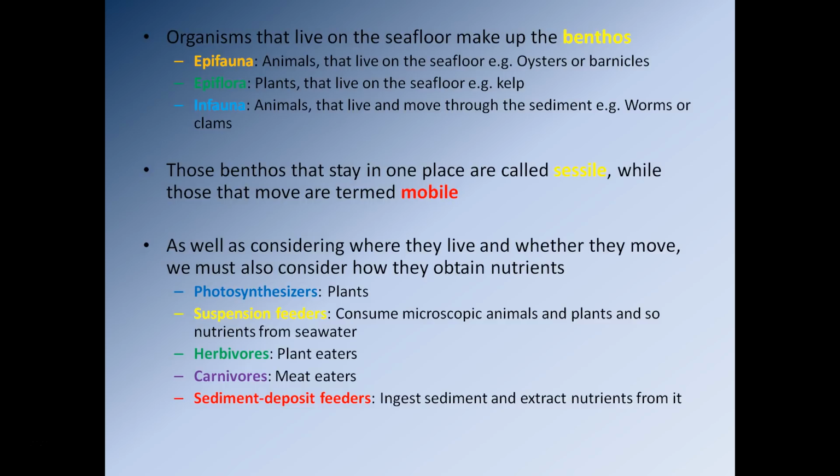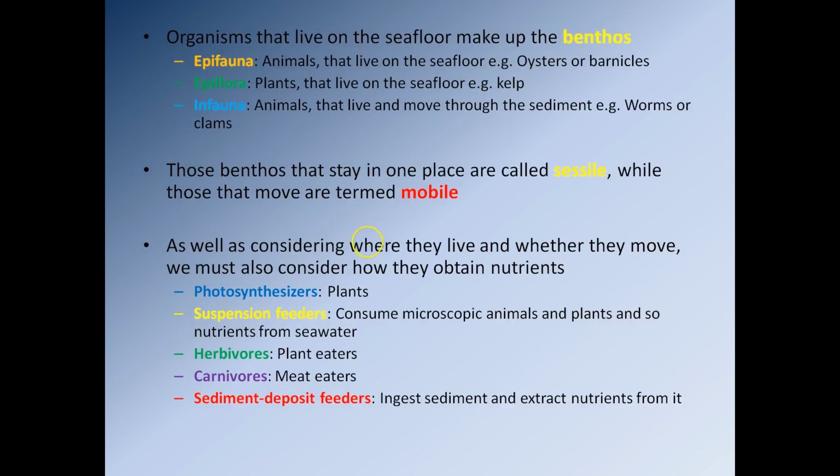And then we have the sediment deposit feeders. Those are organisms that ingest sediment and extract nutrients from it. So they'll eat sand, and as the sand passes through their gut, any small organic molecules, pieces of organic material within that sand will be digested, and the nutrients will be extracted. And then anything the organism cannot digest will simply be pooped out the other end. So as you can see, there are 5 distinct groups of organisms, based on how they feed.